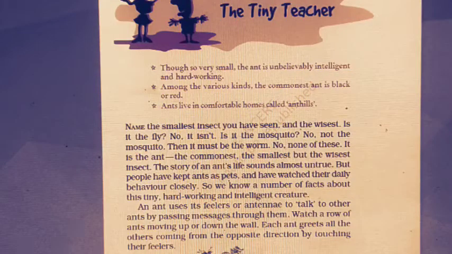Watch a row of ants moving up or down the wall. So now you are free sitting at home. You can observe the ants and you will find each ant greets all other coming from the opposite direction by touching their feelers. So they also want to communicate some messages. They also want to talk to their friends. So what do they use? They use their feelers.